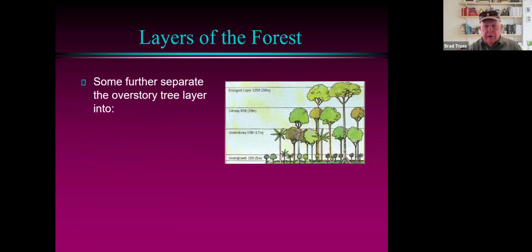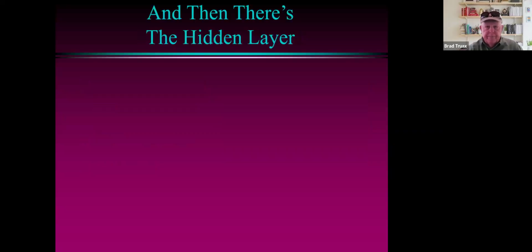Some people will further separate the upper layers, the overstory layer, into both an emergent layer and a canopy. Now, if you're driving down Route 89 and you look out into the forest, sometimes you will see a few trees that seem to be sticking up out above all the other trees. And that's what we mean by the emergent layer.